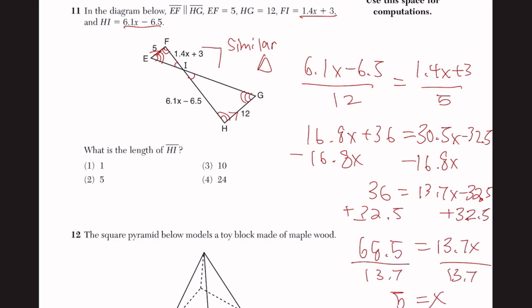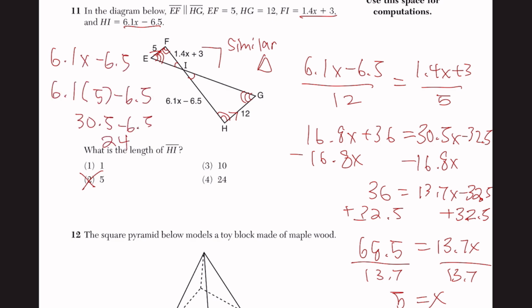You're going to get 5 for x, but that's not the answer since we are looking for the length of HI. So we just need to plug x into 6.1x minus 6.5. So the length of HI is equal to 24.